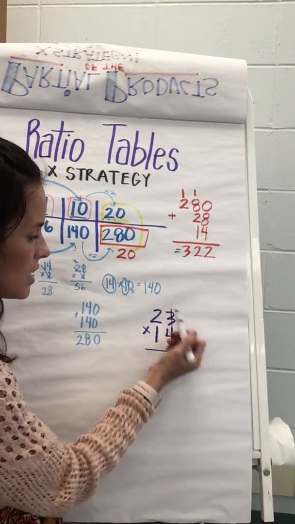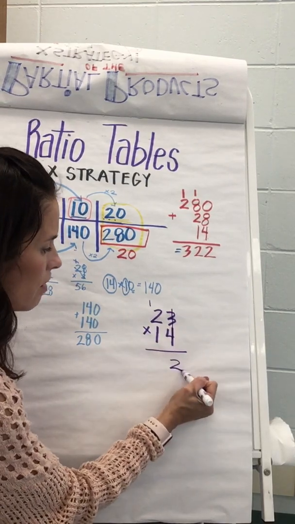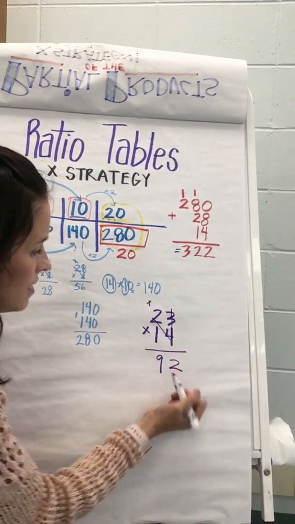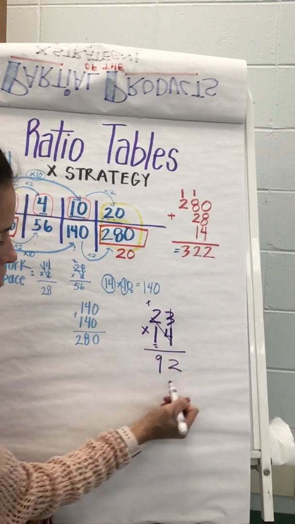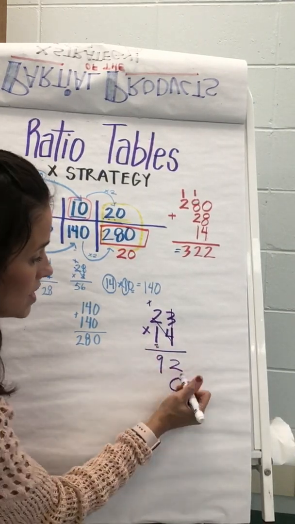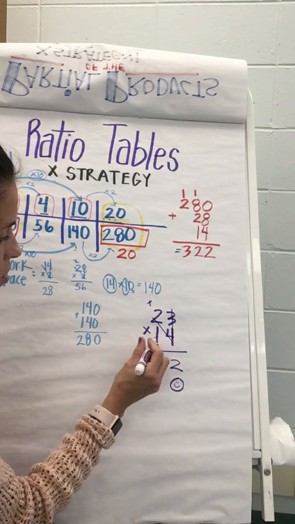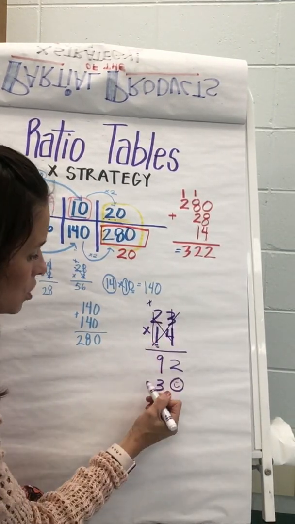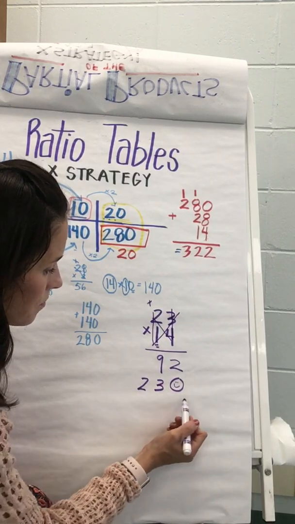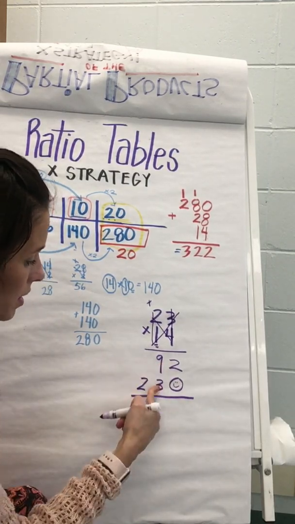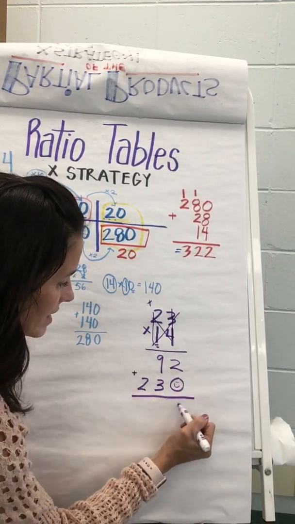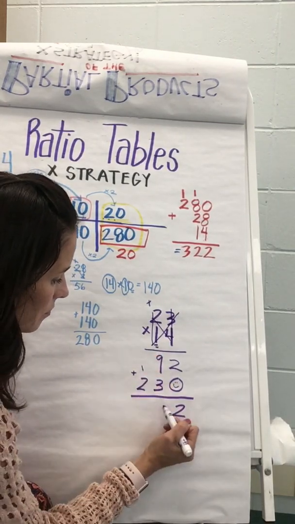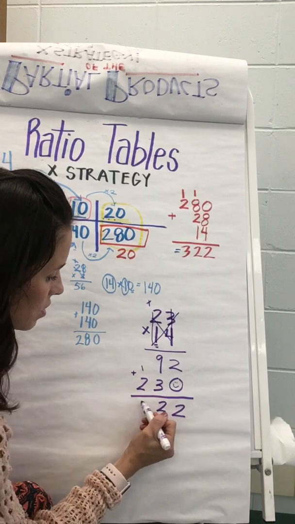So 4 times 3 is 12, 4 times 2 is 8, plus 1 is 9. Now I need my placeholder 0 so that I can call that a 1 and not a 10. So 1 times 3 is 3, and 1 times 2 is 2. I've got partial products, and let's add it up. 2, 9, 10, 11, and 12. 2 plus 1 is 3.